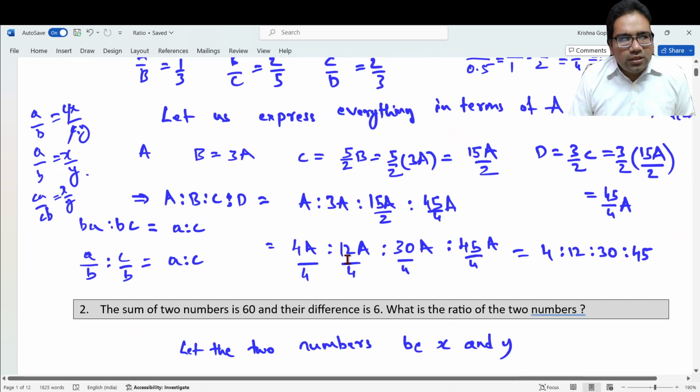Right. Now what we will do? Now when we know this, A is to 3A is to 15A by 2 is to 45A by 4. This is the ratio. Now, as we just discussed, as long as we are multiplying everything with the same constant number, the ratio will remain the same. What will we do? We'll take the LCM of all the denominators and multiply everything with 4.